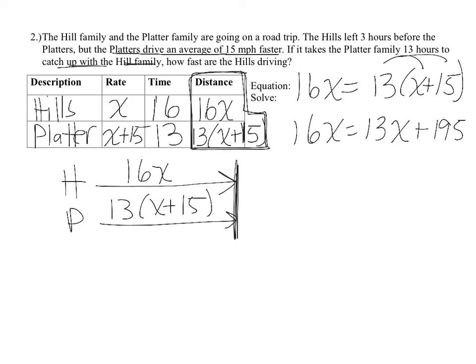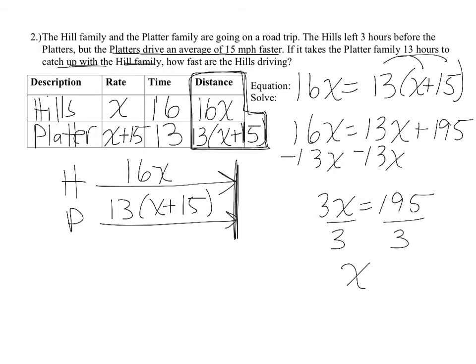Collect your variables to one side of the equal sign. So I'm going to subtract 13x from both sides. That's going to give me 3x equals 195. Then we're going to divide both sides by 3. And you're going to get that x is equal to 65.